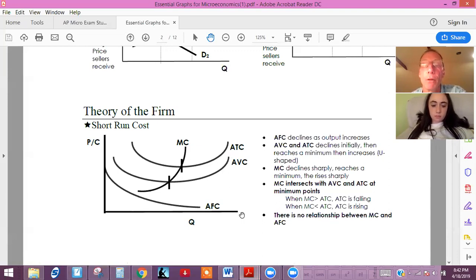A lot of reasons, but I'm just trying to get you to see, so you don't just have to memorize these graphs, you sort of understand what the theory is behind why we say it looks like this, right? Okay.